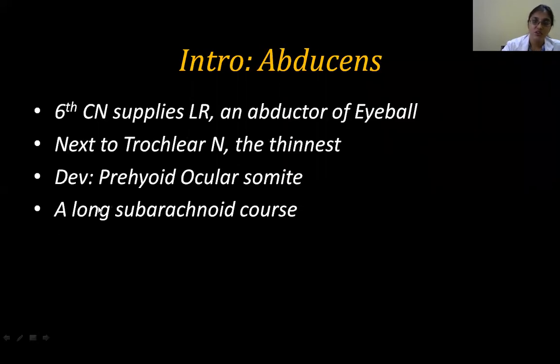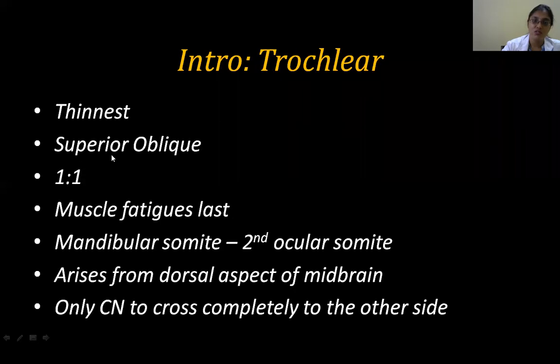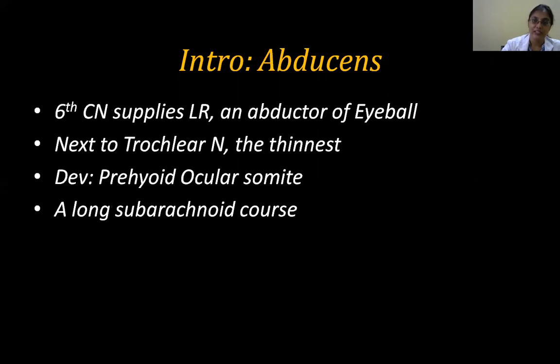The trochlear is so named because the superior oblique takes the help of a trochlea before it inserts. Then abducens, the abductor of the eyeball, we have the lateral rectus. So this is the next thinnest, and this is from the third somite. That's a prehyoid somite. And this one has a long subarachnoid course. So this is about the 3 cranial nerves, the motor nerves of the orbit.